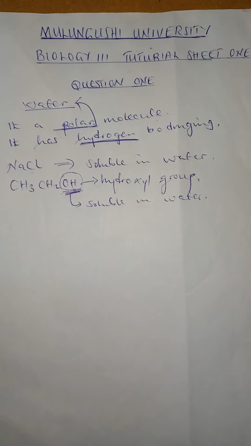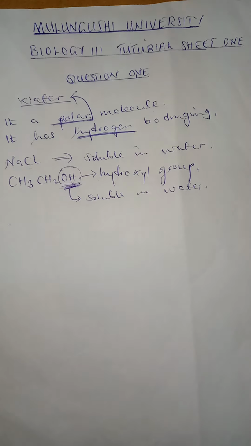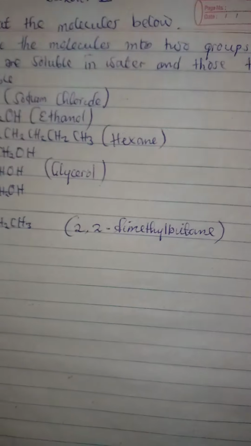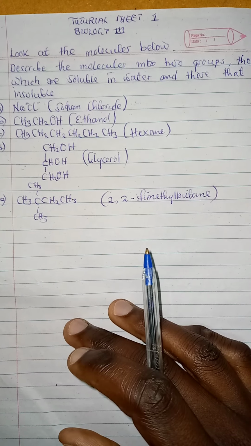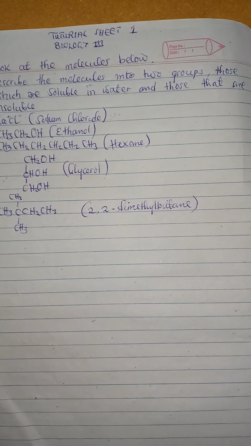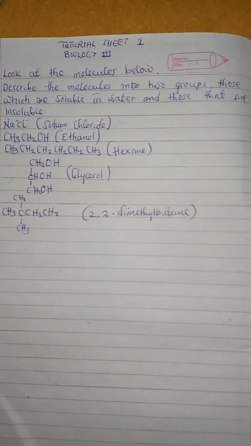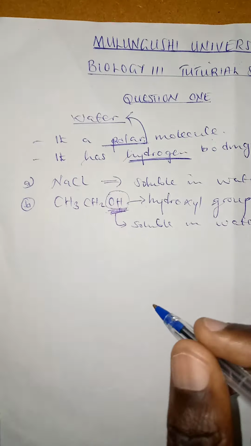In this particular tutorial video, we're going to concentrate on biology, question 1 of one of the tutorial sheets, in which we're going to describe whether these molecules are soluble or insoluble in water. These are the molecules we're going to look at: sodium chloride, ethanol, hexane, glycerol, and 2,2-dimethylbutane. So let's come back.